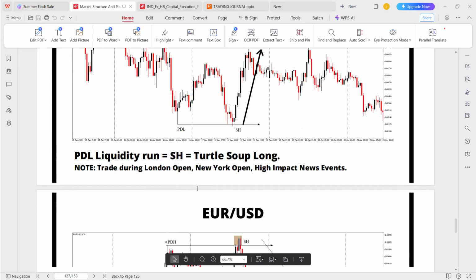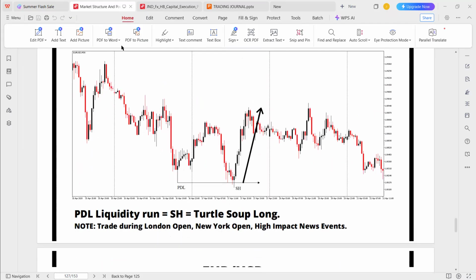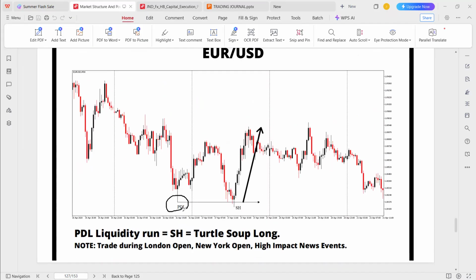All right, so we don't want to waste much time. Let me see how many other examples there are. It's simply the same thing. This is EU. This is a low on one day, taken out on the next day. So that's a turtle soup setup. And from there, on a notable candle, you are targeting this high. Price simply gets to your TP.